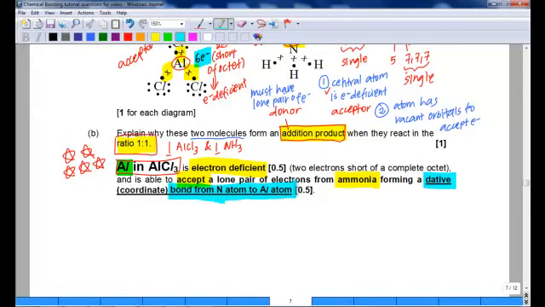So as a summary, the key points needed are, number 1, you talk about the acceptor. Then after that, the acceptor accepts electrons from where? From the donor. And finally, you need to mention that the bond that is formed is a dative bond. So 3 key points in your answer.